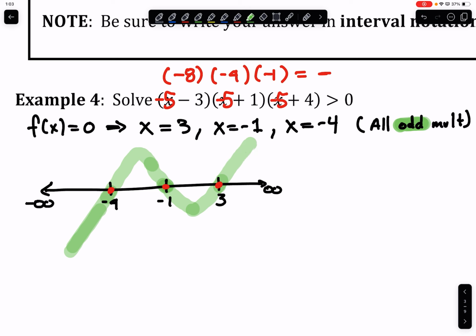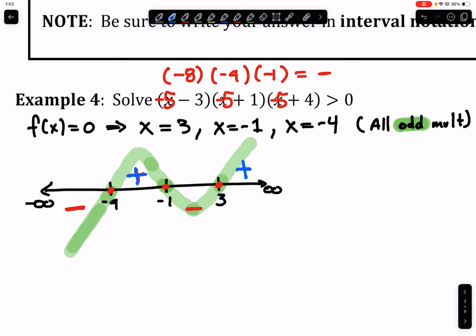So in this first interval, our function is going to be negative. In the second interval, our function is positive. And let me do them in blue for positive. In the third interval, our function is below our x-axis, so our function is negative. And because on the fourth interval, it's above the x-axis, that means our function is positive.